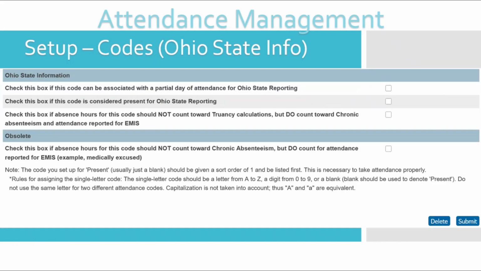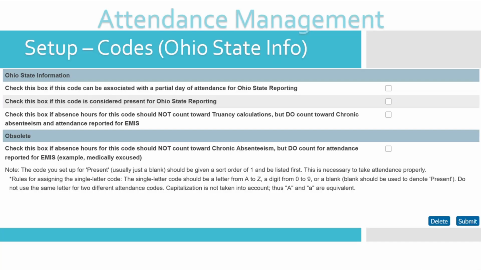Okay, so down at the bottom of your attendance codes, you'll see the Ohio State information. These have evolved over the years as Ohio reporting requirements have changed. PowerSchool has also changed to accommodate that. So today, this is what we're left with. The top box is used when a code can be associated with partial days of attendance. So not a full day, but if they're tardy or out for a few hours, checking that box is what prompts the time in, time out clock to appear when you're actually taking attendance.